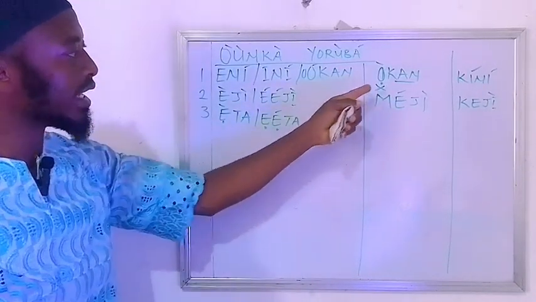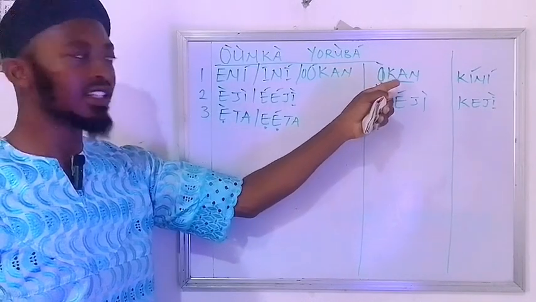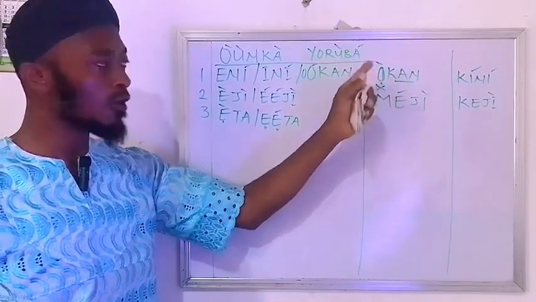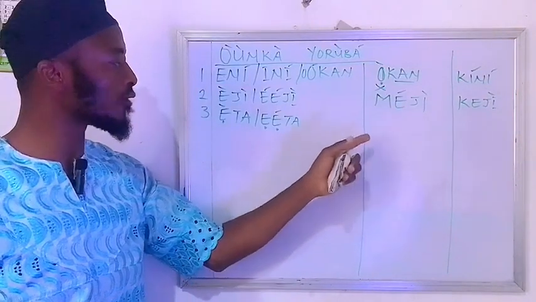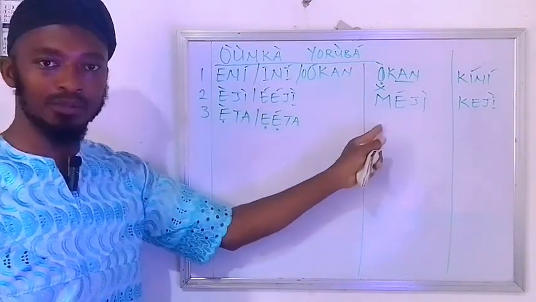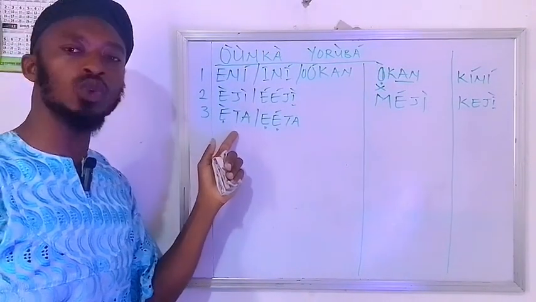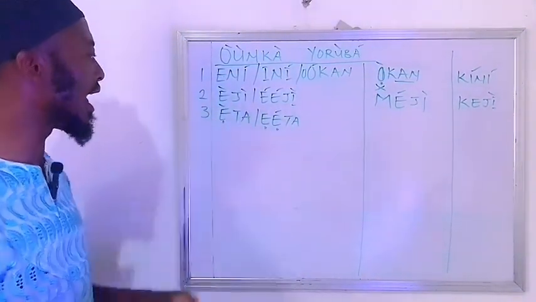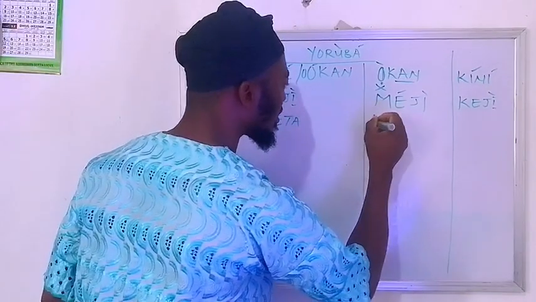So the only variance in the counting is 1. From 2 to 10, what you just have to do is add m in front of the number you have here. So in using 3 to count now, eta becomes meta.